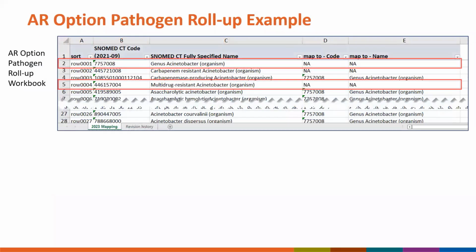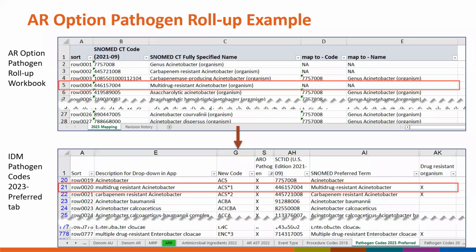First, we start with the pathogen roll-up workbook, and I have the codes highlighted in red boxes here. Both genus Acinetobacter, row 2, and row 5, multi-drug resistant Acinetobacter, have NA in columns D and E, the MAP2 columns. That means that the SNOMED code in column B can be directly reported to NHSN. Then the next step would be to refer to the IDM. We're looking at the IDM pathogen codes 2023 preferred tab. Here I have row 21 on the bottom screenshot highlighted from multi-drug resistant Acinetobacter. As previously mentioned, this is one of those drug resistant organism codes. You can see ACS asterisk 1, and then in the row directly above that, you can see the code ACS. That's what the application will roll up multi-drug resistant Acinetobacter to immediately upon upload.